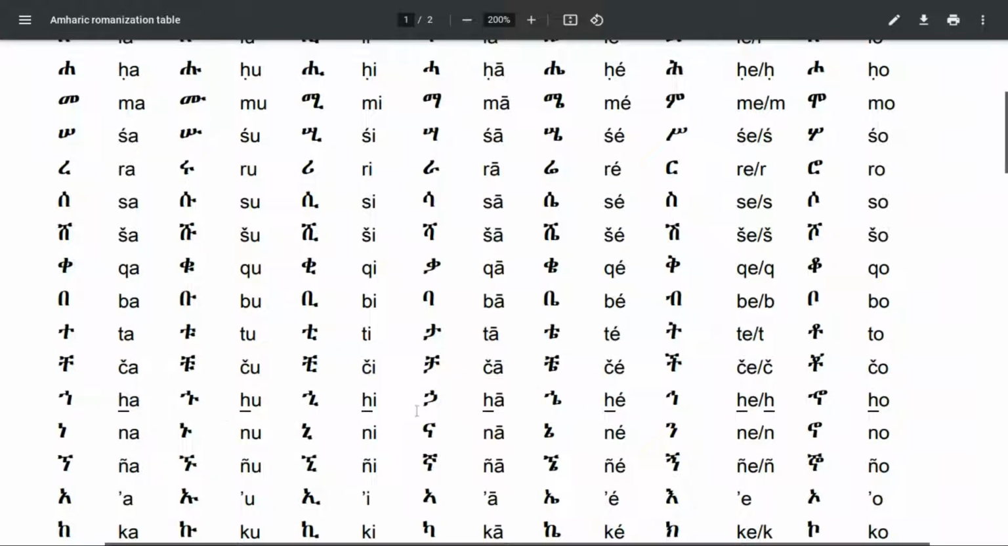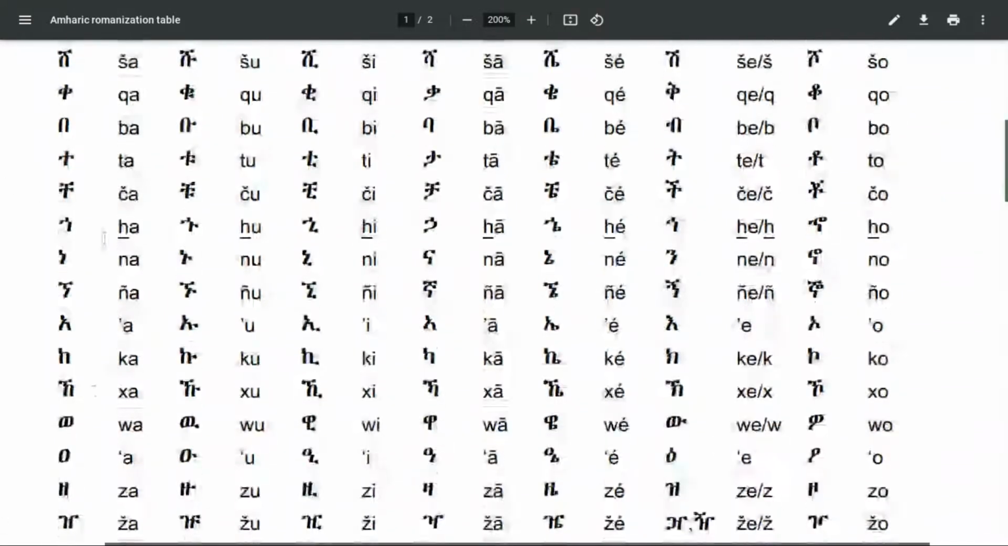Ha, hu, hi, ha, he, h, ho. This one is the third type of ha. Na, nu, ni, na, ne, n, no. Nya, nyu, nyi, nya, nye, ny, nyo. This is a little bit difficult to pronounce for foreign Amharic learners. So, nya, nyu, nyi, nya, nye, ny, nyo.